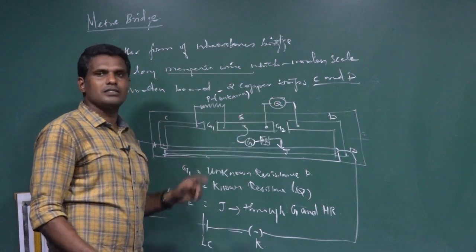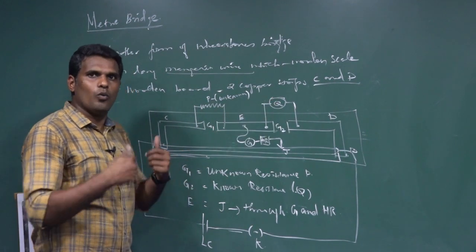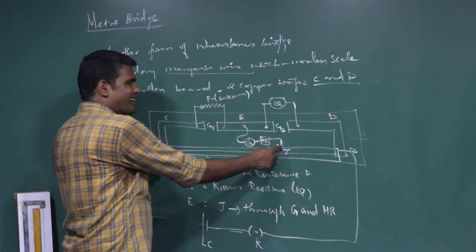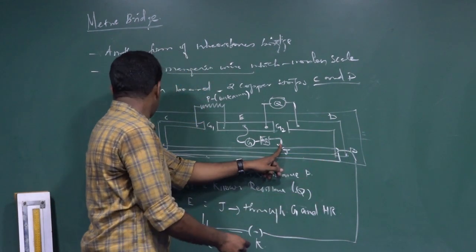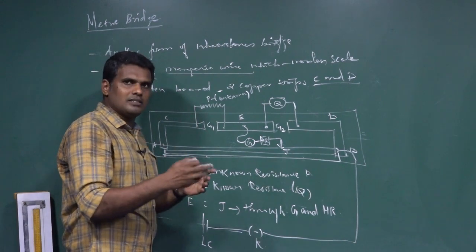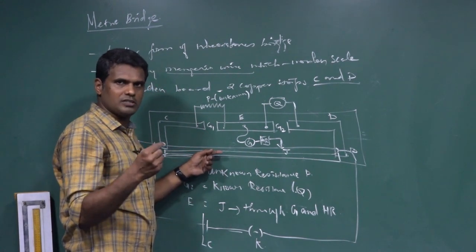We have the resistances P and Q, no problem. Where are R and S? Now we can say that the length of the meter bridge wire between AJ and JB now replaces the resistances R and S, because they have a certain amount of resistance.